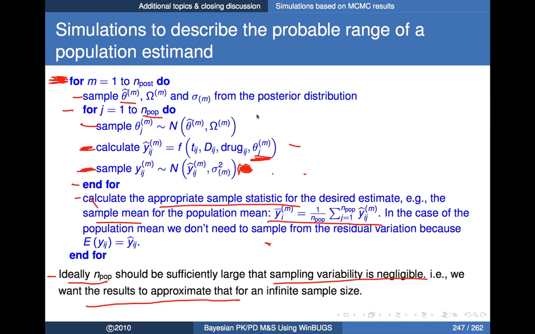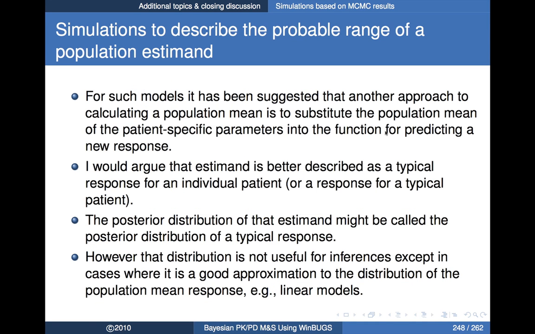Now that would make the calculation a whole lot quicker, because you would only have one calculation to do for each posterior sample and not have this inner sample in here. But I would argue that that estimand really isn't describing the posterior distribution of that population estimate, in particular the case we talked about. It wouldn't estimate the population mean.